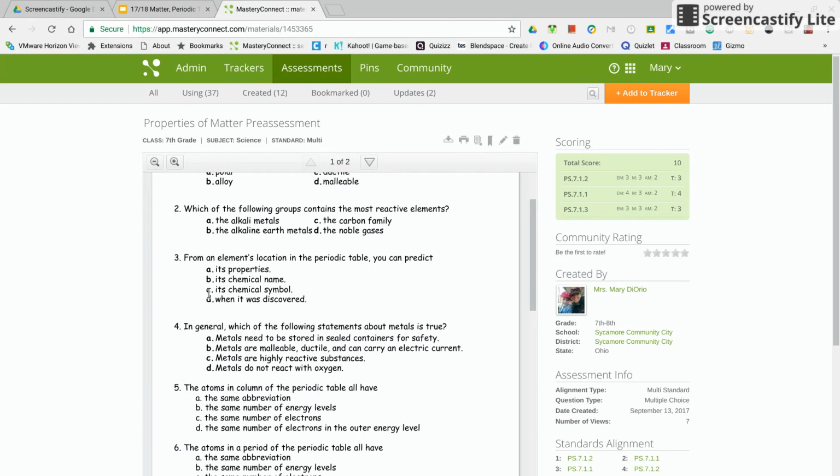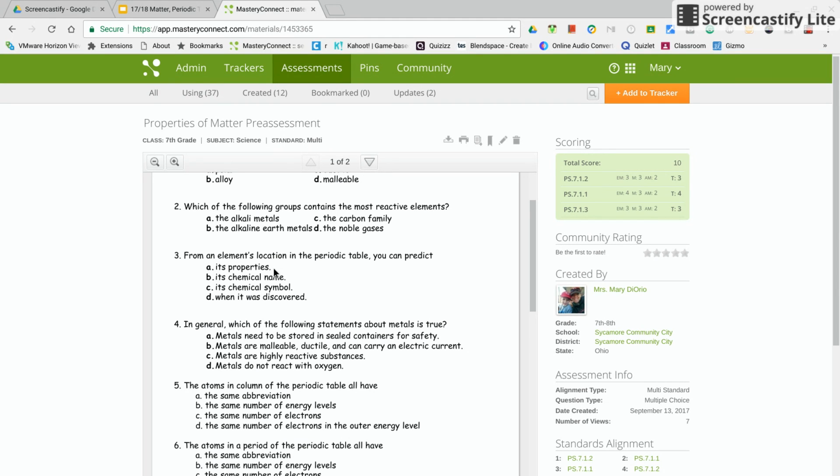Another question from the pre-assessment said, from an element's location in the periodic table, you can predict... Based upon its location, we know how many valence electrons it has based upon the column it's in. We know how many electron shells it will have based upon the period it's in. And we know that we can predict a lot of its metallic or nonmetallic properties based upon if it's located on the right or the left-hand side of the periodic table. So the correct answer was, based upon its location, we know some of its properties.